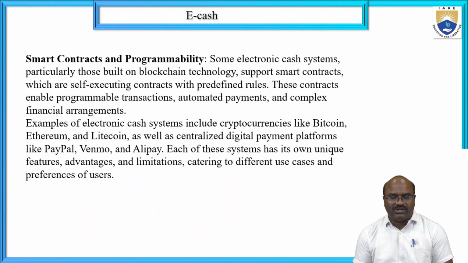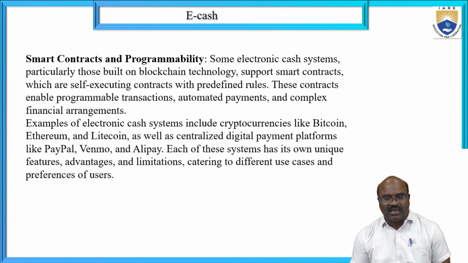Another important point is smart contracts and programmability. Some electronic cash systems, particularly those built on blockchain technology, support smart contracts, which are self-executing contracts with predefined rules. These contracts enable programmable transactions, automated payments, and complex financial arrangements. So smart contracts and programmability are also among the best characteristics or benefits of eCash transactions.